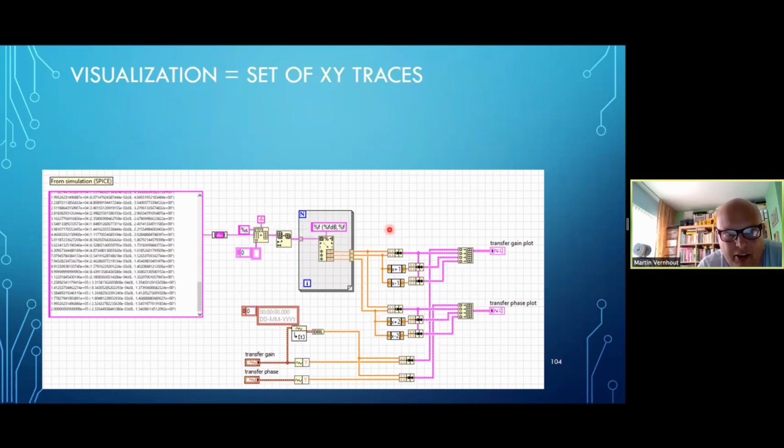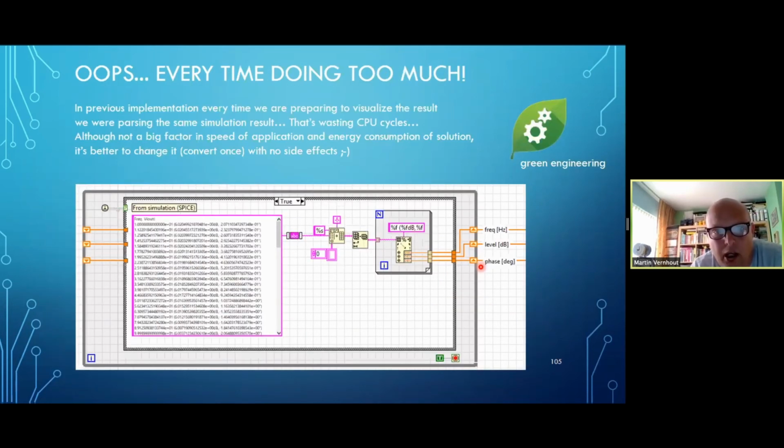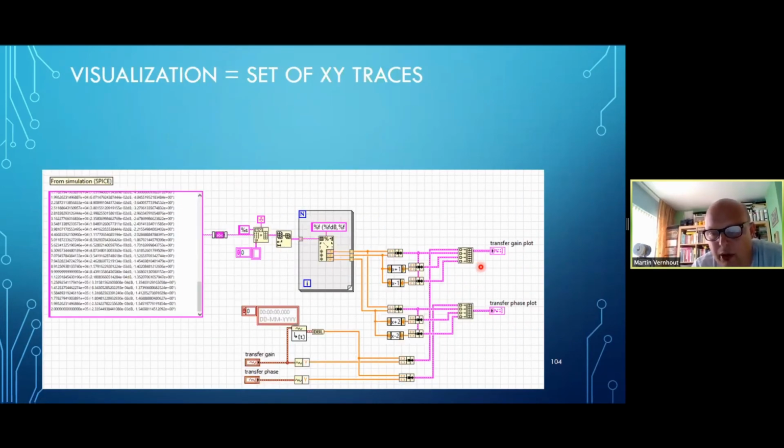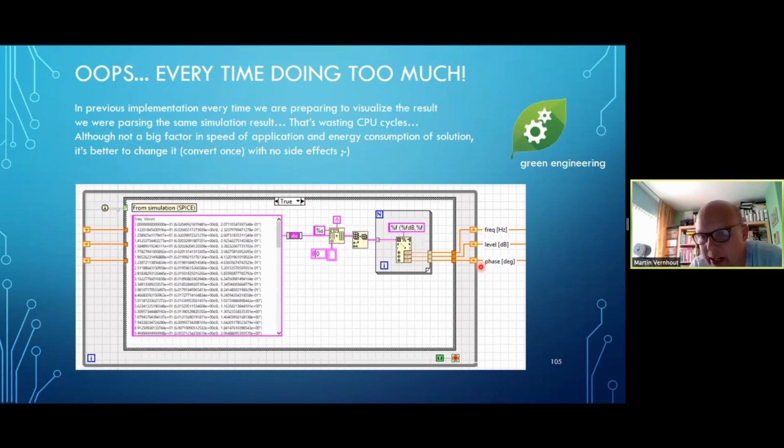In order to plot it, I have used the result from a SPICE simulation and converted it to an XY plot. So that's fairly simple to do. But if you put this into your measurement loop, which I did, you're actually calculating and converting that same string from the SPICE simulation back to the XY graphs again and again and again. And we better do green engineering. So we only do that once, but it still adapts nicely to modifications you make.